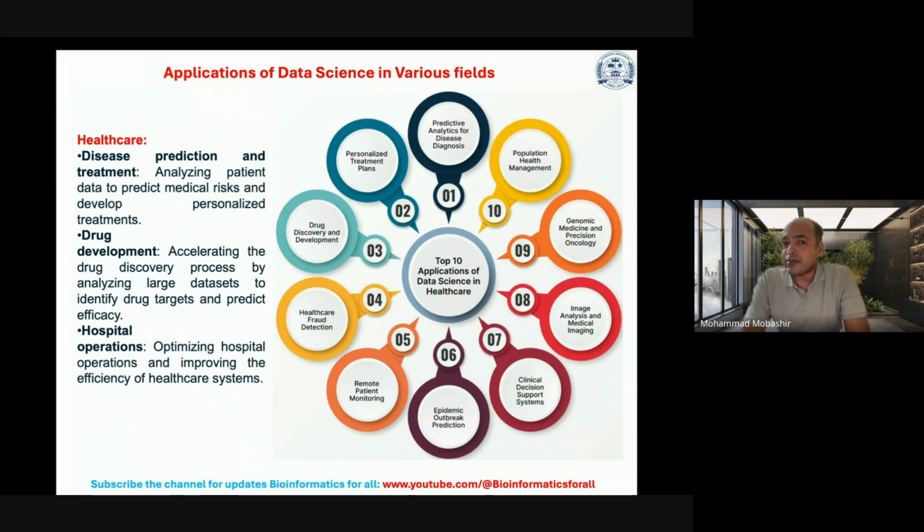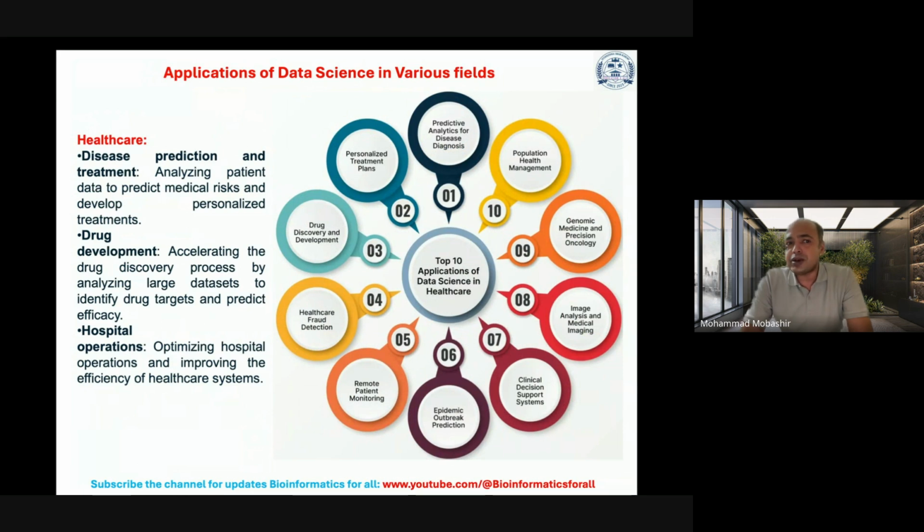Of course, there are many more applications, for example, predictive analysis for disease diagnosis, population health management, genomic medicine, and precision oncology, image processing and medical imaging, clinical decision support systems, epidemic outbreak prediction, remote patient monitoring, healthcare fraud detection, drug discovery and development, and finally the personalized therapeutic approaches.